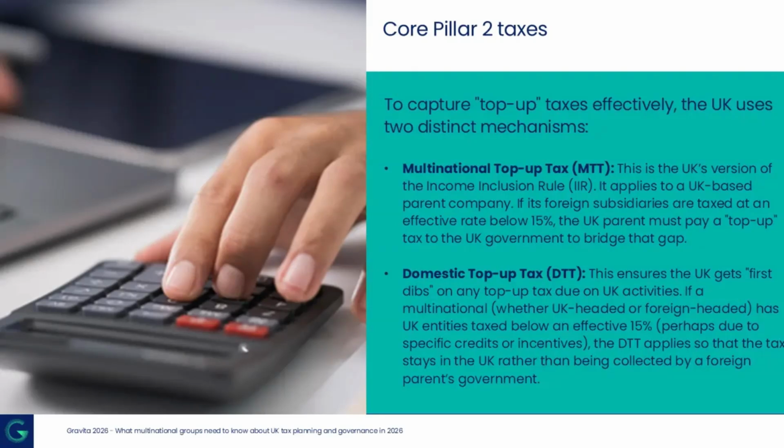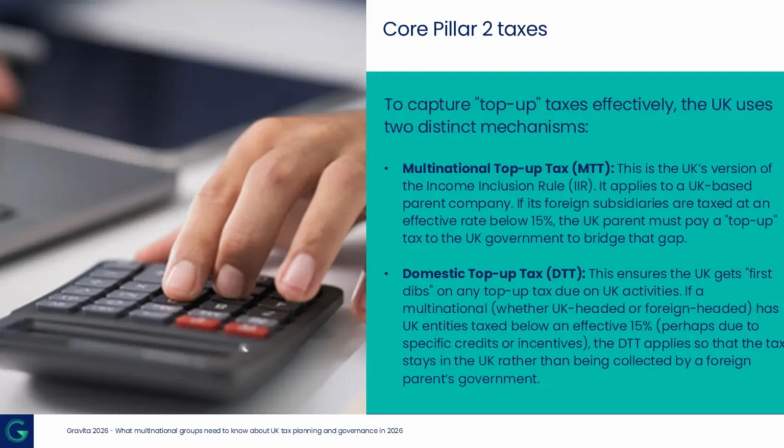We've got the multinational top-up tax. Now, obviously we're looking at this from a UK perspective. This applies when we have a UK parent that has interests in entities in non-UK jurisdictions, and the group's profits in those jurisdictions are taxed below this 15% minimum effective rate. So that's type 1. Type 2 is a domestic top-up tax, and that is imposed on UK members whose profits in the UK are taxed below the 15% rate.